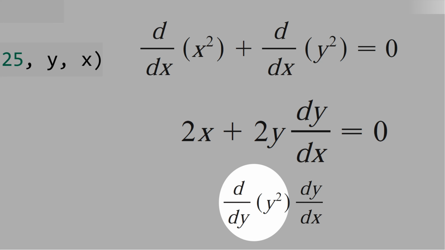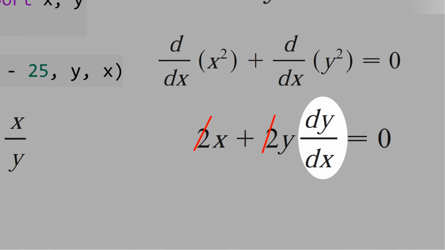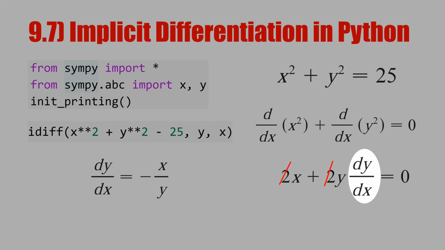Then you can calculate this derivative here, that is 2y, and you just copy here. Now we can isolate the dy over dx and get minus x over y.